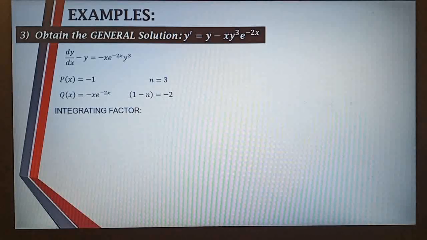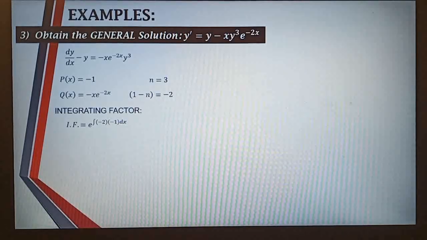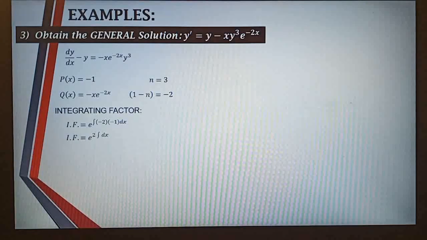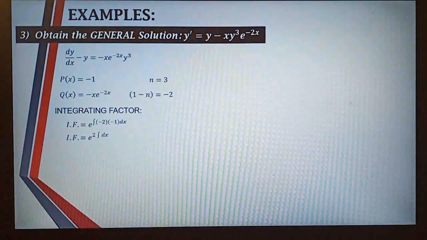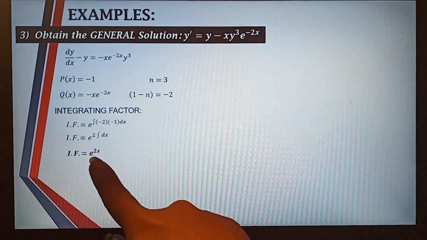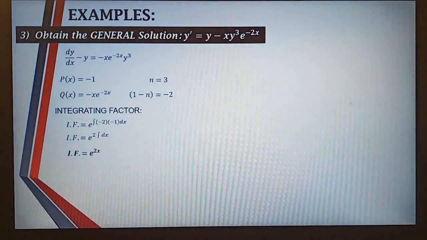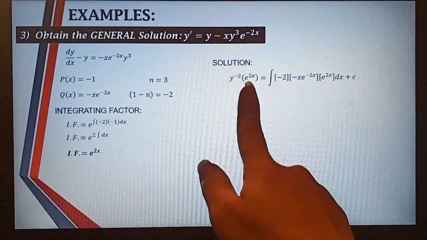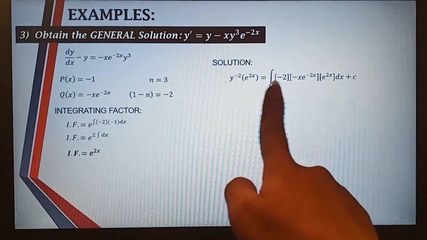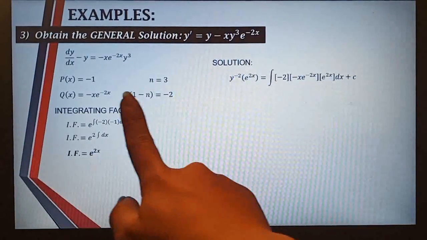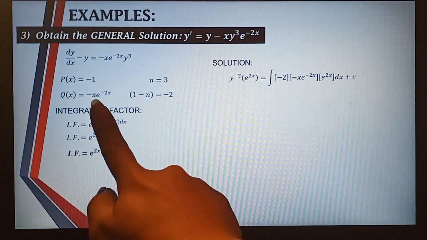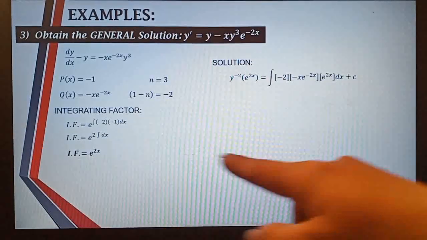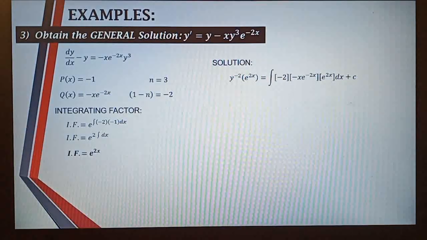Now, solving for the integrating factor, you will now have e raised to negative 2 multiplied to negative 1 dx. So you will now have e raised to 2 integral of dx. You will have e raised to 2x as your integrating factor. So using your solution, you will now have y raised to negative 2 multiplied to e raised to 2x equated to negative 2 again, then multiplied to your q of x, which is negative x e raised to negative 2x, multiplied to e raised to 2x, which is your integrating factor, multiplied to dx plus c.